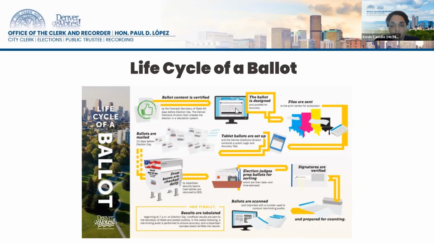After that, election judges spend time in our main office preparing the ballots for sorting, getting them ready to be counted. Signatures are verified. And again, this all takes place at 200 West 14th Avenue. And then, the magic happens. The ballots are scanned and results are tabulated. This is a pretty brief overview of how the process takes place, but we just wanted to give you all kind of an understanding of what we're doing on our end as the election moves forward.